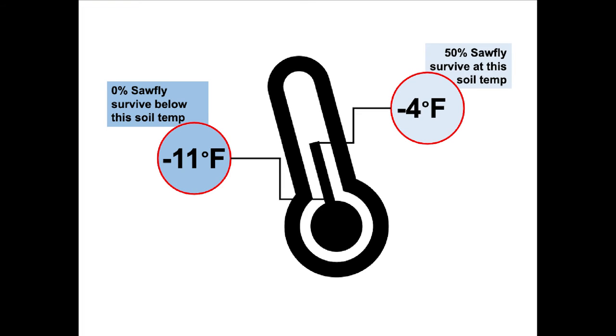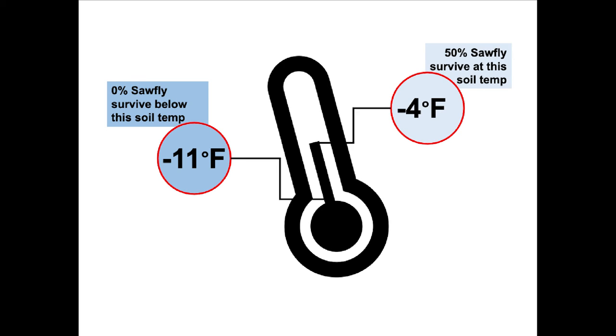Studies in Montana have shown that sawfly larvae can survive cooling to minus 11 degrees Fahrenheit, but that 50% of sawfly larvae die after 8 hours at minus 4 degrees Fahrenheit in the laboratory. However, unless sawflies are exposed to cold air temperatures via fall tillage, the coldest environment that an overwintering sawfly will experience is the temperature at the 4-inch soil depth.